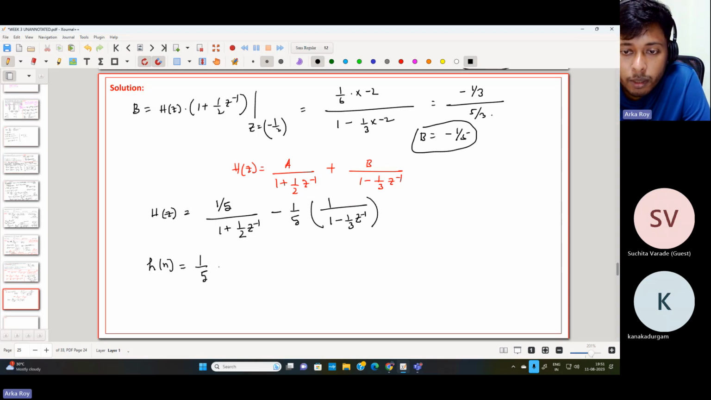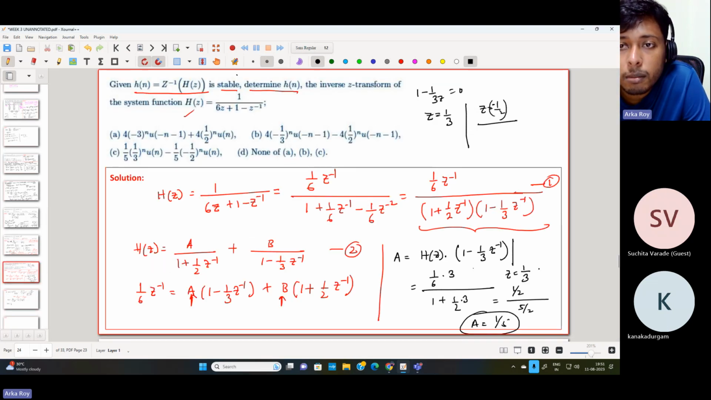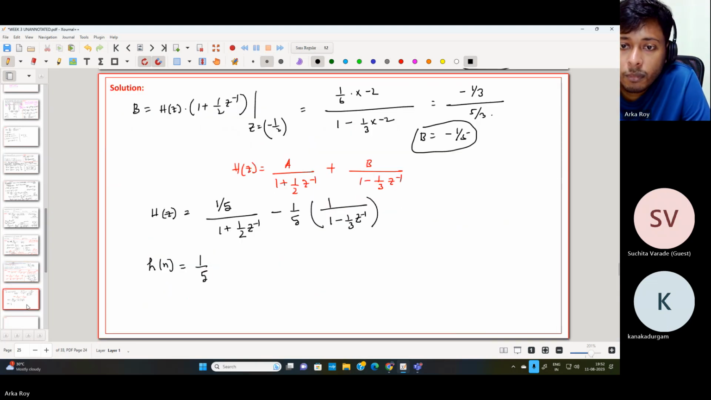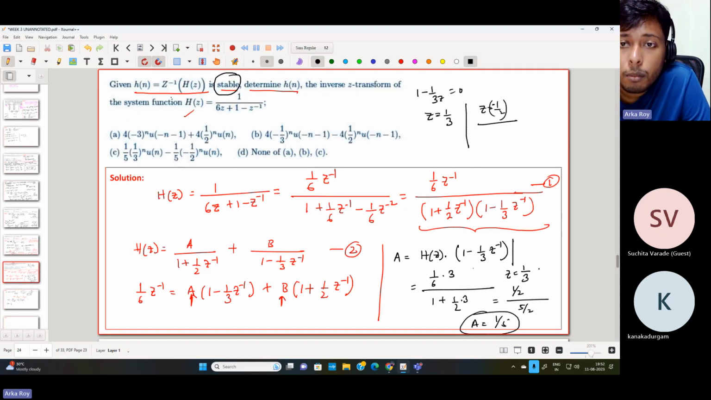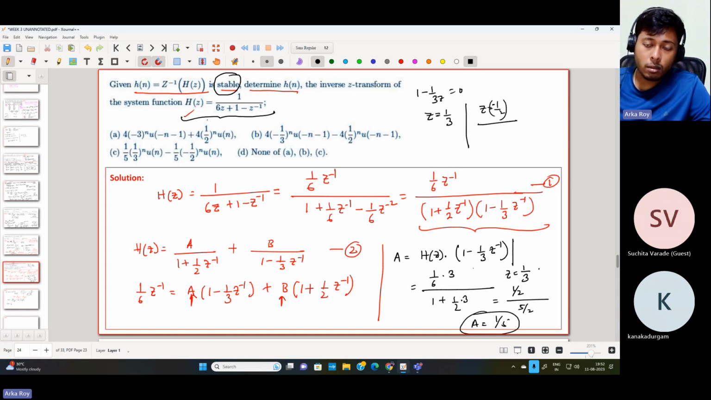So this is 1 by 5, and in the question it has been told that this is a stable system. So stable system means the ROC should enclose the unit circle. They have been given a transfer function. In any transfer function, we'll consider the transfer function is causal. It comes from a causal sequence.